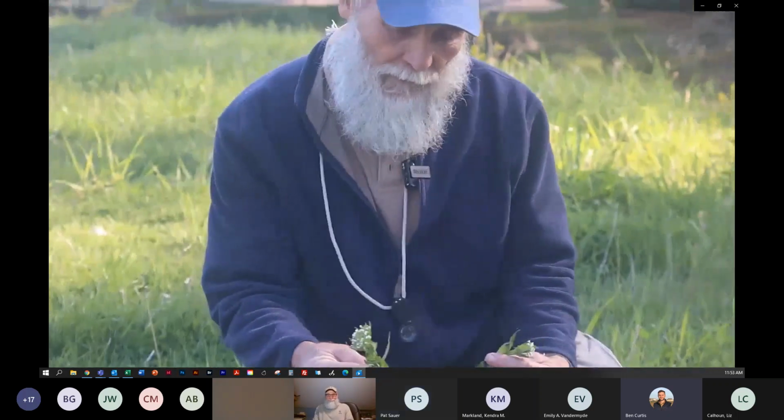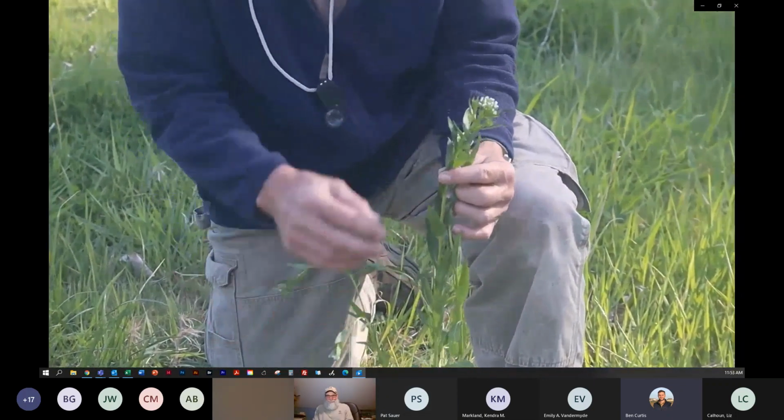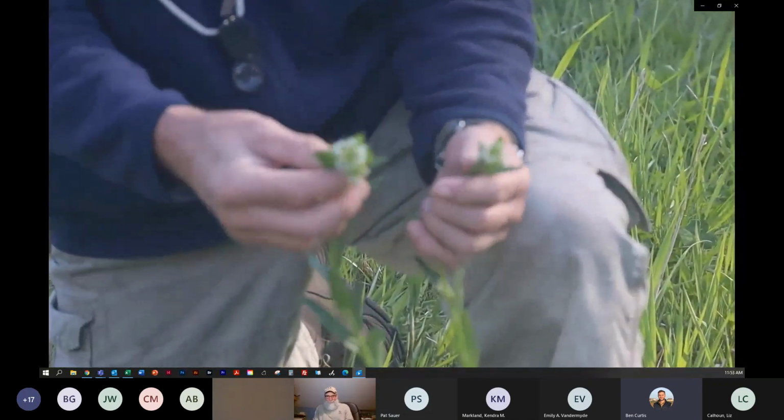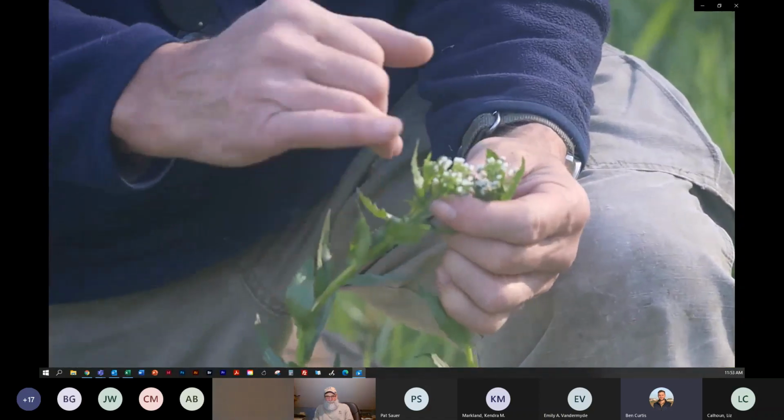All right, I found another mustard here. Remember, we're going to see probably quite a few mustards this time of year. I know it's a mustard again because of the white flowers. Mustards are usually white or yellow, and they have 4 petals.